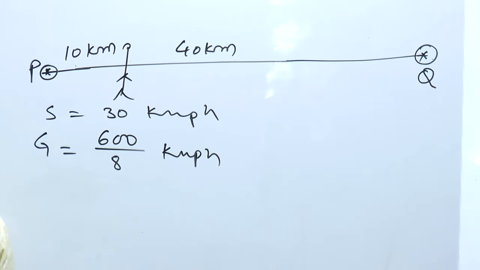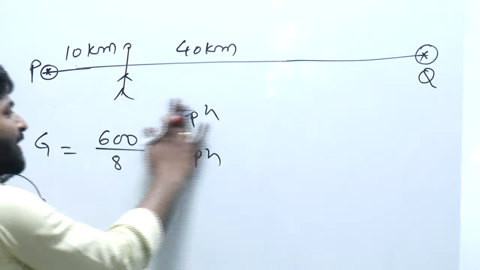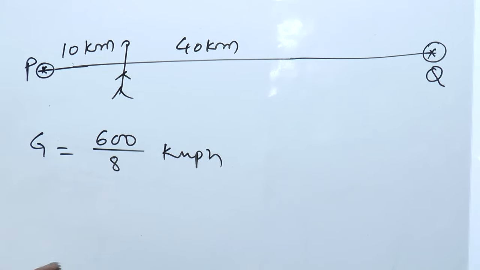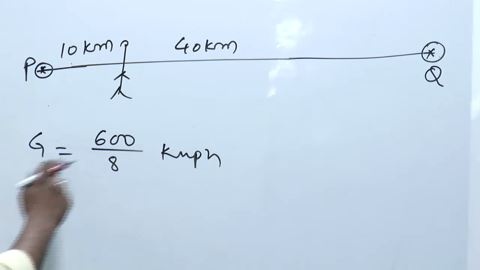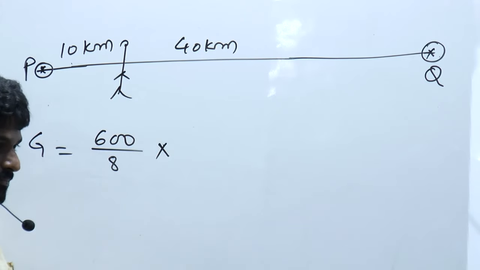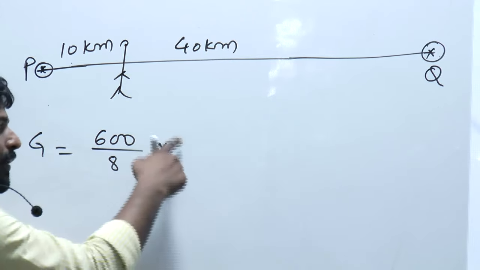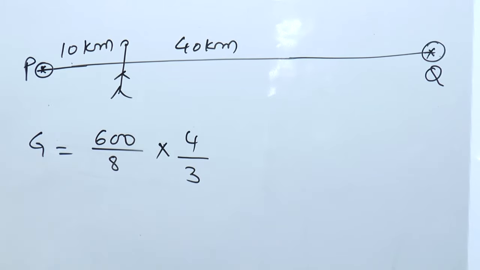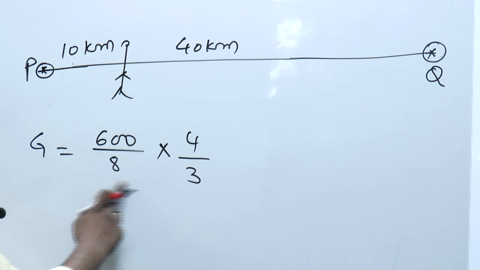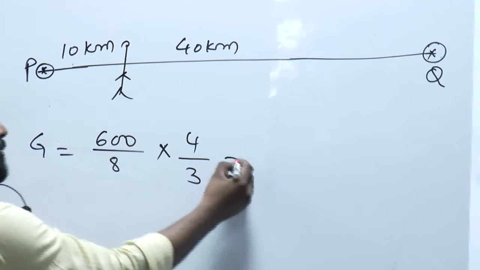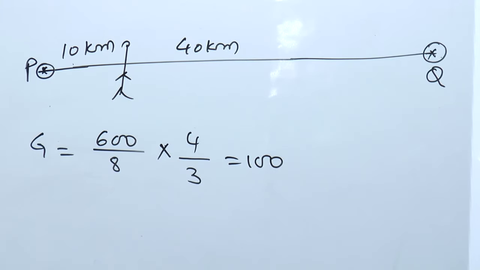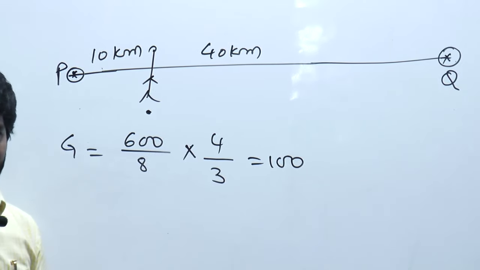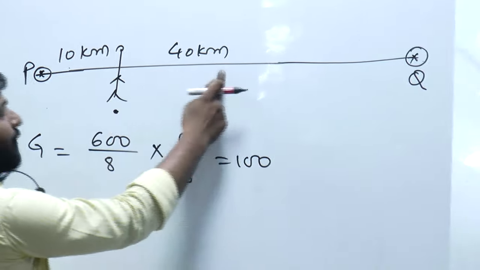In 1/3 hour, let me calculate the distance that Gafoor can travel. This is his speed, and I want to calculate distance traveled by Gafoor now. Into how much time? 1/3. 4/3. Now go for cancellation. 4 how many times? 2 3s 6. How much is this? 100 kilometers. So Gafoor covered 100 kilometers. In the same time, Srikanth only covered 40 kilometers.